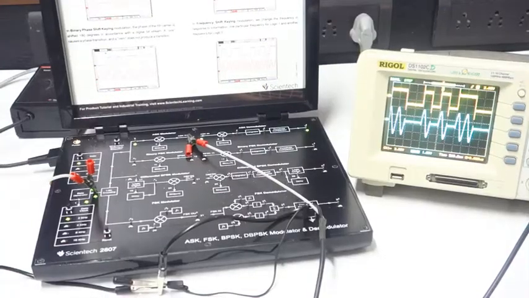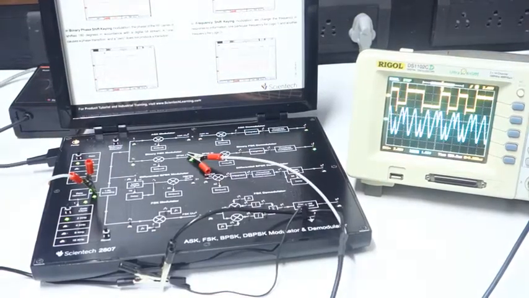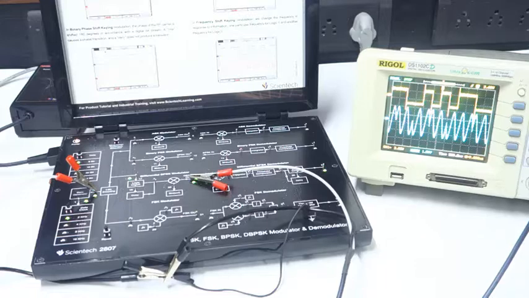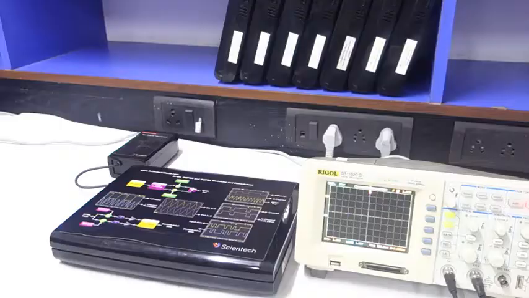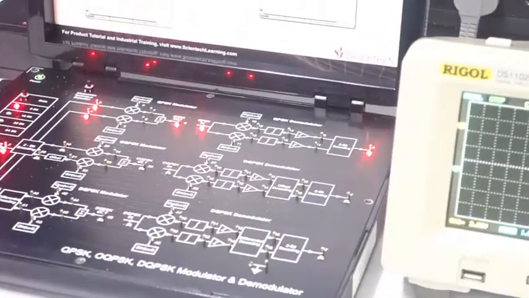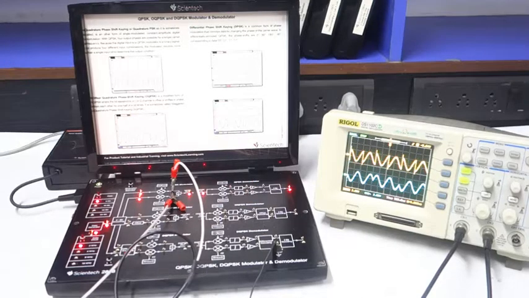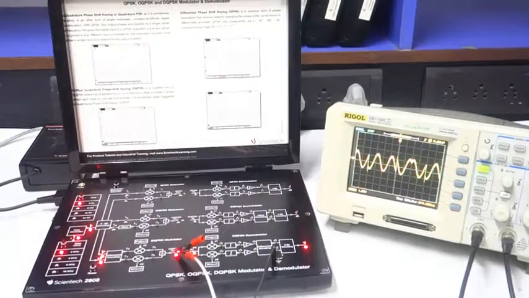One-bit digital modulation techniques like ASK, BPSK, DBPSK and FSK are covered in Scientech TechBook 2807. Scientech 2808 provides platform for learning two-bit digital modulation techniques like QPSK, differential QPSK and offset QPSK.